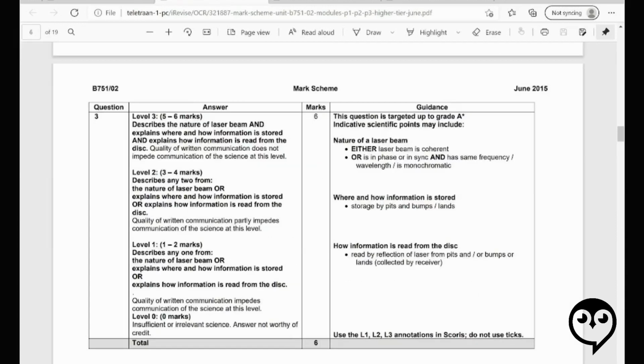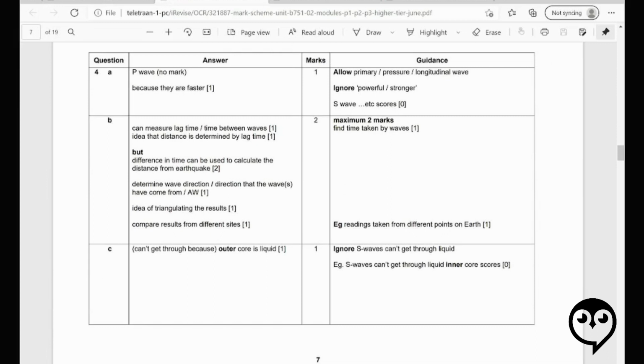Let's look at the mark scheme for this. P waves are faster, so they're there first, right? We measure the lag time, the delay time, and then we can determine the distance like that, okay? The difference in time can be used to calculate distance from the earthquake. Okay, that gives you straight up two. This is one each, that's fine. Find the time taken by the waves, determine the idea of triangulating waves. Yeah, okay, you just say I'm going to triangulate. Hope you know what that means. It doesn't matter, does it? Compare results from different stations. Now that's kind of what we were saying.